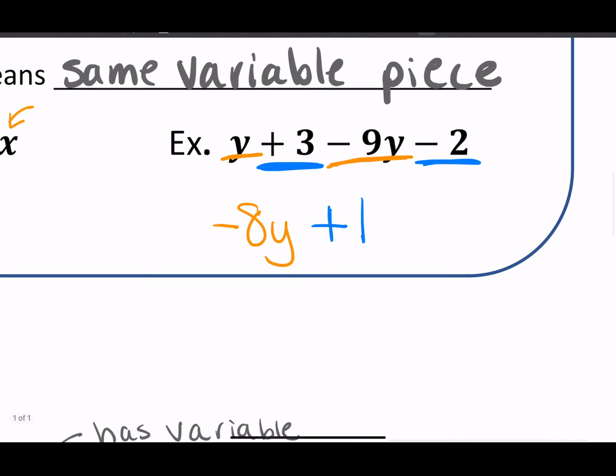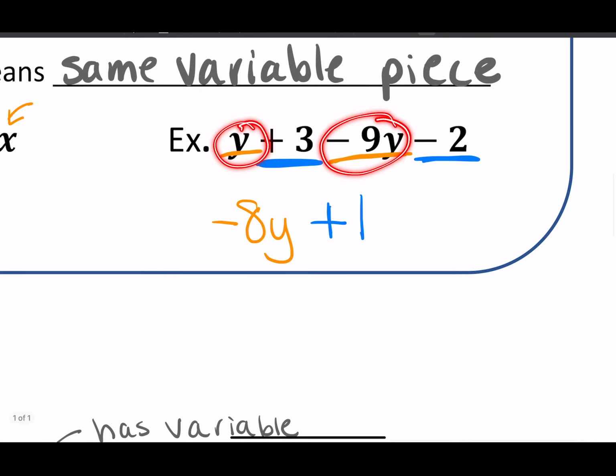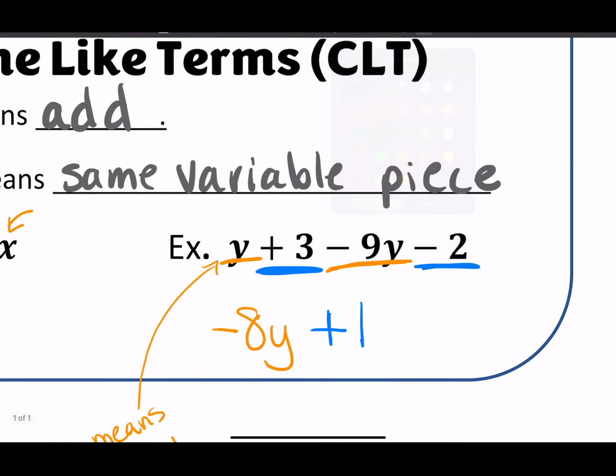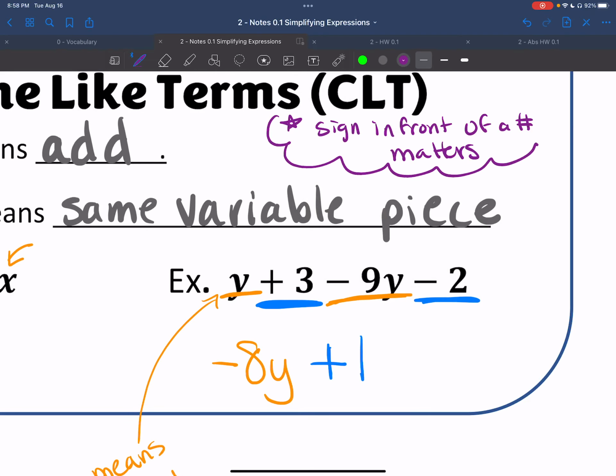In this next one here, I have y and -9y. They have the same variable piece. However, I have to be kind of careful, right? First, I have to remember that this means 1y. This is one of those invisible math things. The other thing is a little love note, all right? The sign in front of a number matters.